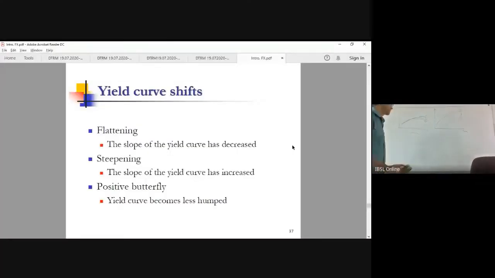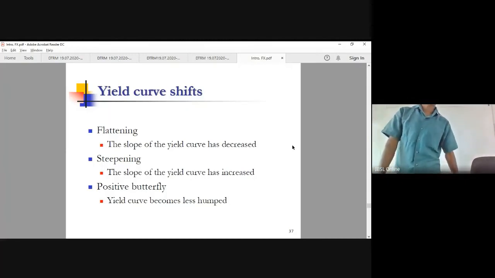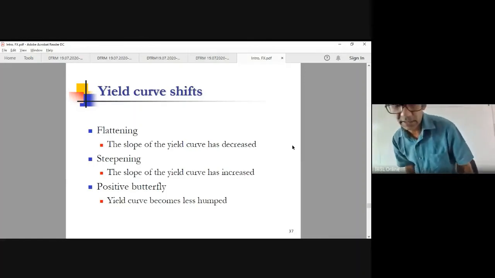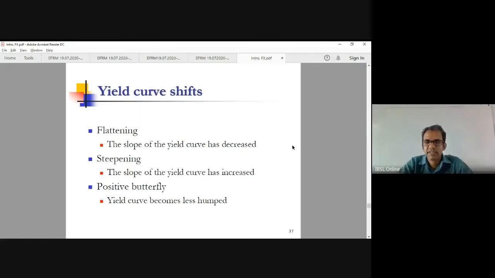So, flattening, steepening, as I mentioned earlier, that can happen even when the interest rate increases or decreases. But what should happen to flatten the yield curve? The slope should decrease. That means the difference between the short end yield and the long end yield should decrease. Then we call the yield curve flattened. To steepen the yield curve, the difference between the long end yields and the short end yield should increase. Then we say it's steep.